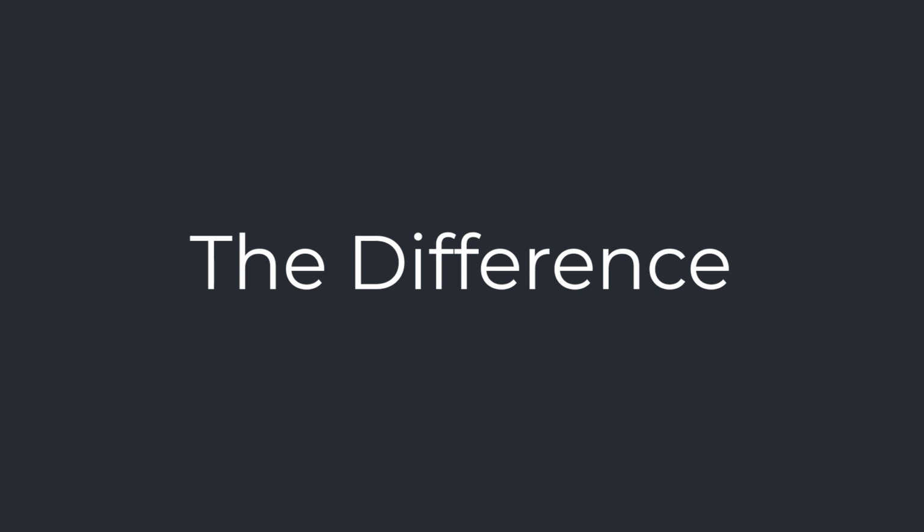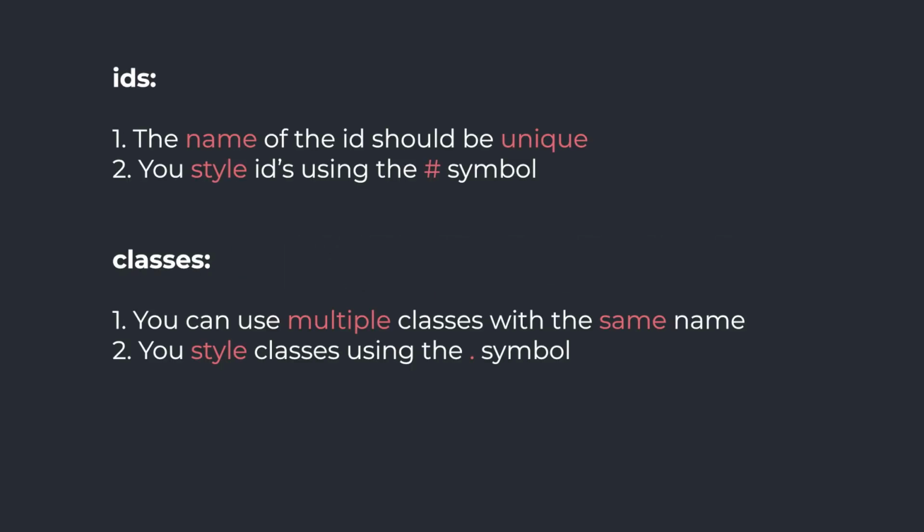The difference. Let's summarise. So for IDs, the name of the ID should be unique. So you're not allowed to have multiple IDs with the same name. That's not correct HTML. Also, you can style the IDs using the hash symbol. Now for classes, you can have multiple classes with the same name. That is valid HTML. And you style the classes using the full stop symbol or the period.